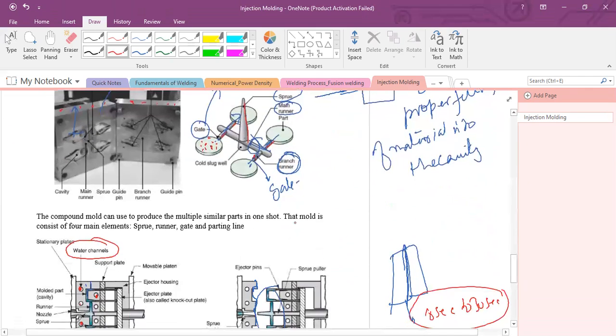So this is all the general information regarding injection molding. In the next lecture, or the next topic, we will learn about blow molding.